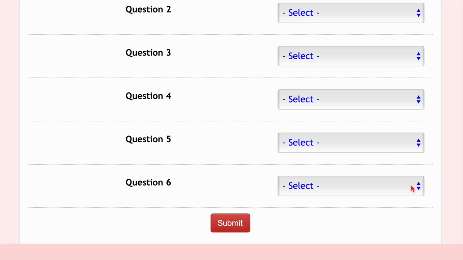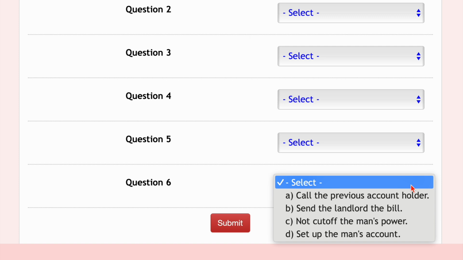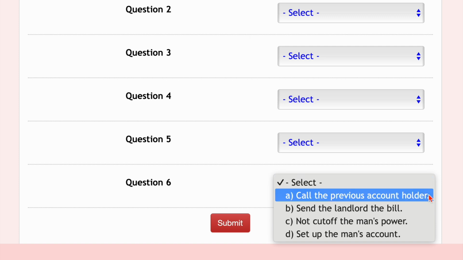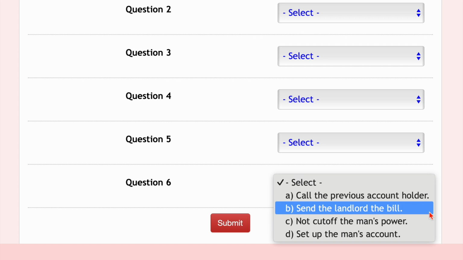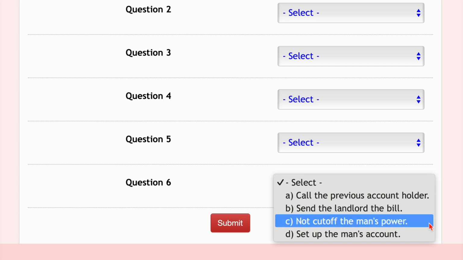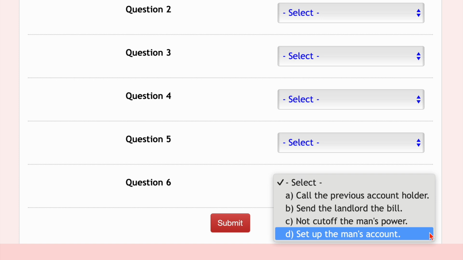Question 6. What will the woman do after the phone call? Call the previous account holder, send the landlord the bill, not cut off the man's power, set up the man's account.